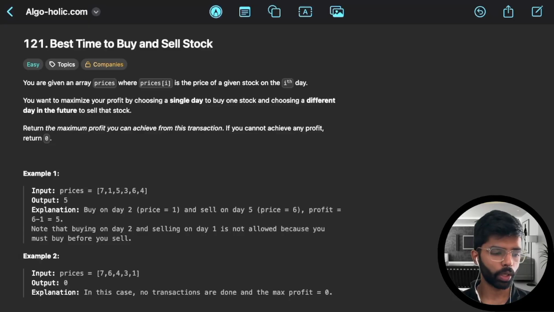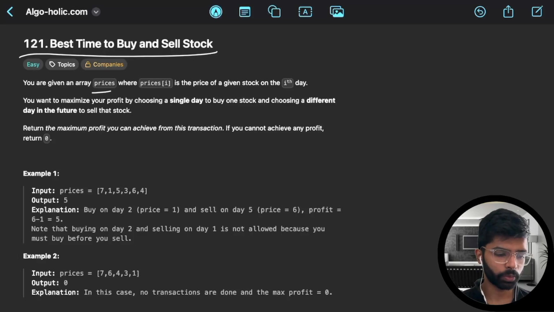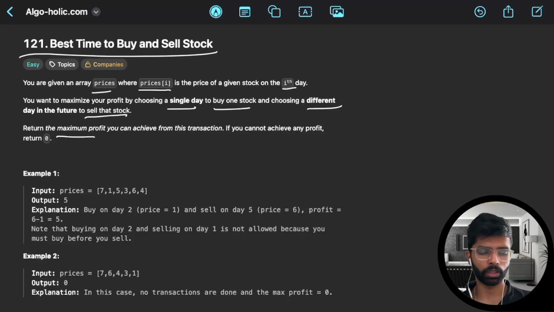problems. Today we're solving the problem, best time to buy and sell stock. We're given an array of prices where each price is the price of a given stock on ith day. We want to maximize profit by choosing a single day to buy one stock and choosing a different day to sell that stock in the future. We're supposed to return the maximum profit we can achieve from this transaction. So basically buy low and sell high.